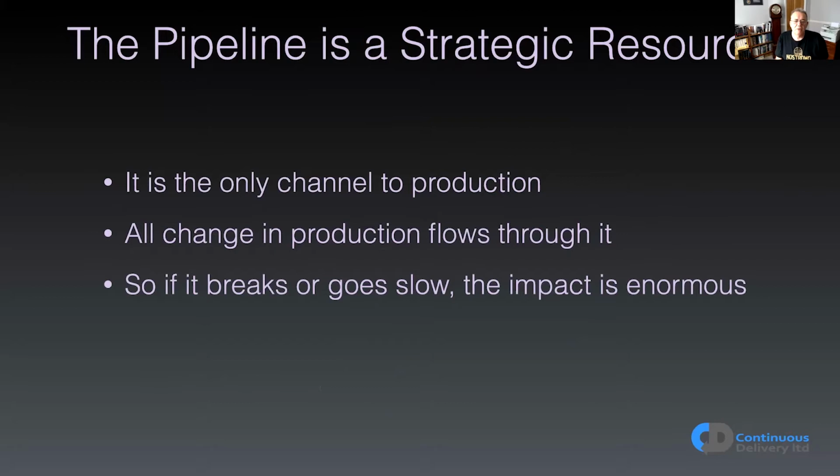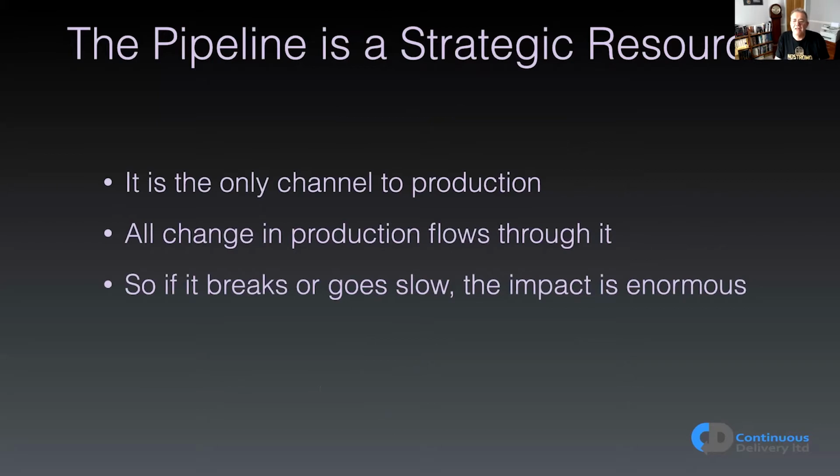So the idea of a deployment pipeline really is that it becomes the only route to production. We would like to be able to put all of our changes through our deployment pipeline so that we can evaluate them and determine the releasability of those changes. So all change to production flows through it. That means that it's important. It means that this is your route to production.